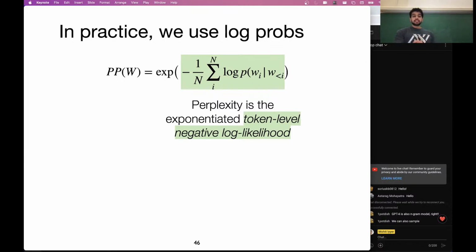So this is a critical equation that we will come back to next week and in subsequent weeks. This is the actual objective that we will be trying to maximize when we're training neural language models. But I wanted to instead give some higher level intuition of this metric of perplexity.